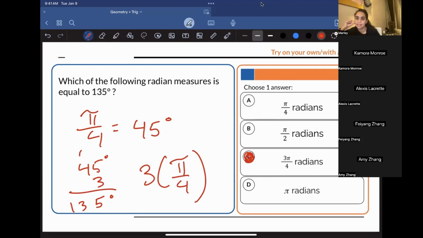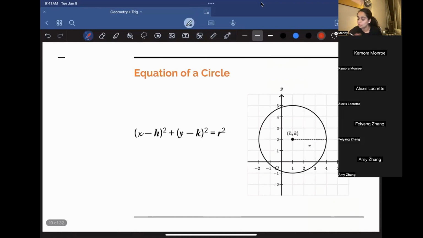I know radians are kind of hard. All right. Circle equation, trigonometry.